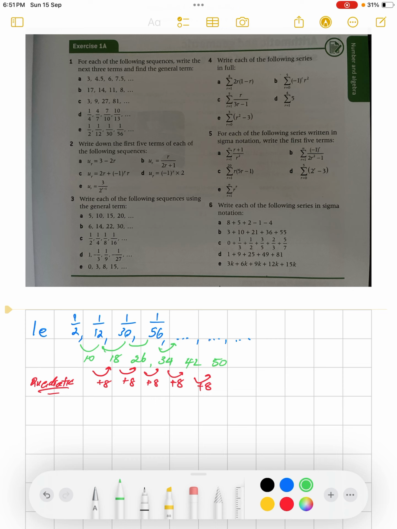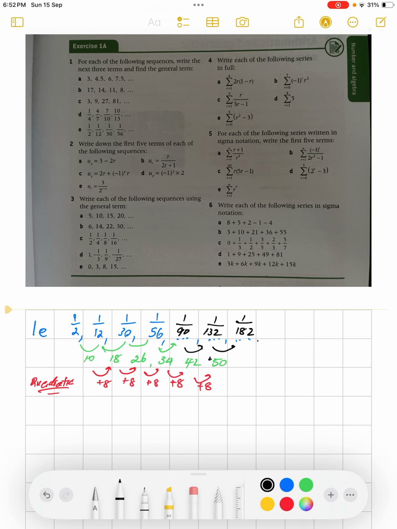You see, we've got to do that two levels of differences. Now let's fill in the numbers we've got. 1 over now 56 plus 34 is 90. Now 90 plus 42 is 132. And then 132 plus 50 is 182. Well, there's the next three numbers in the sequence.